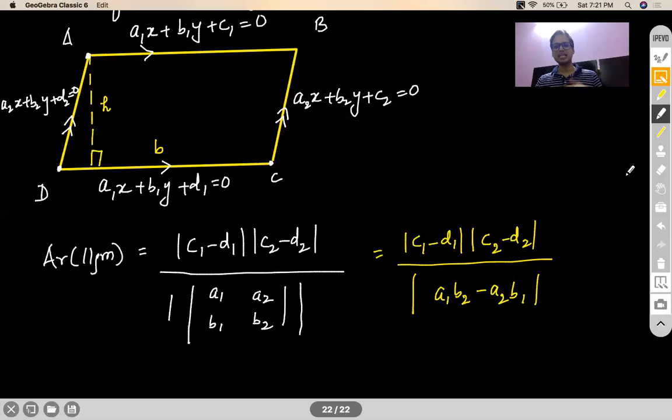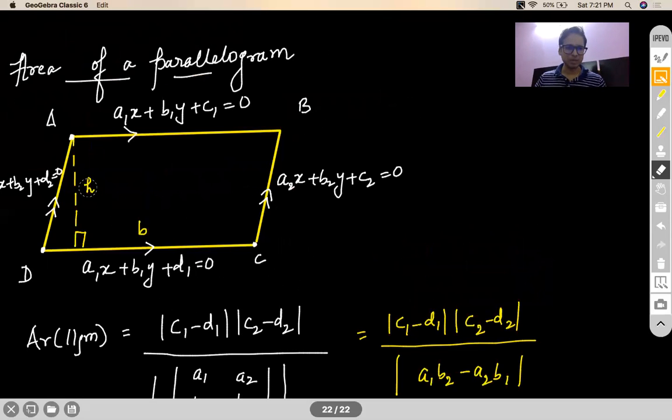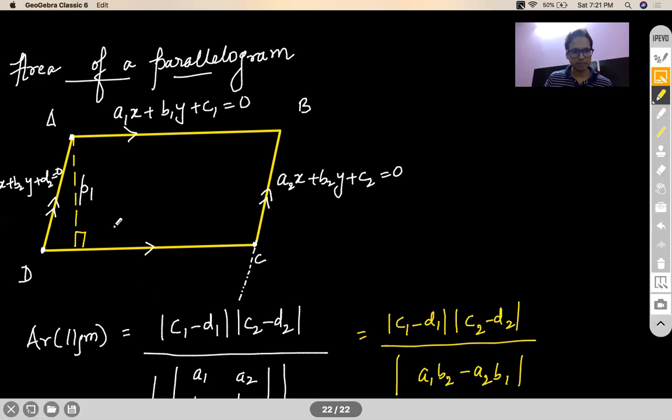Let us derive this formula. In order to derive this formula, I would do a small step. Let me call the height as P1. And let's extend this forward. Let's drop a perpendicular. Let me remove this equation from here. It is coming in my way. Probably I'll transfer it up.